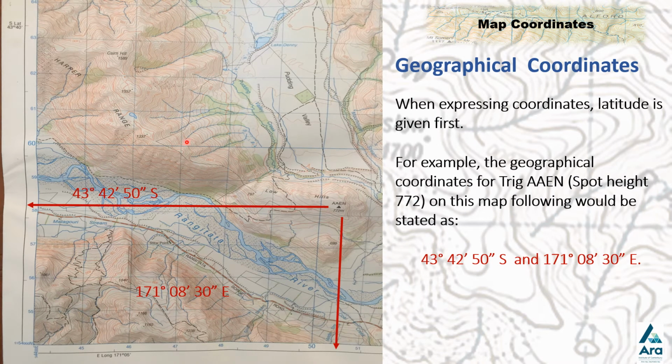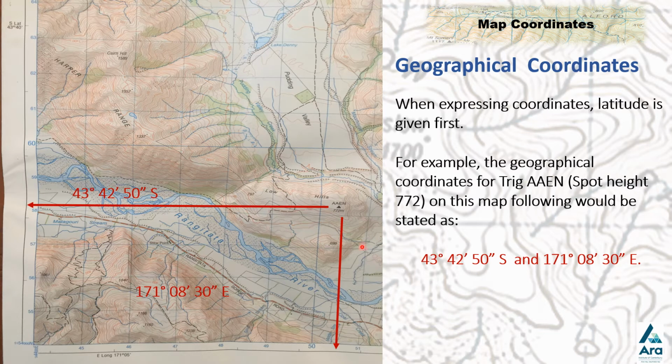Just so we're clear, these lines here that are on the map are grid lines, not lines of latitude or longitude. The lines of latitude are these little markers here that run east to west, and the lines of longitude, which run north to south, are these little black markers here, but they don't run over the whole entire map, just the grid lines do. So when expressing latitude and longitude coordinates, you always give the latitude first.